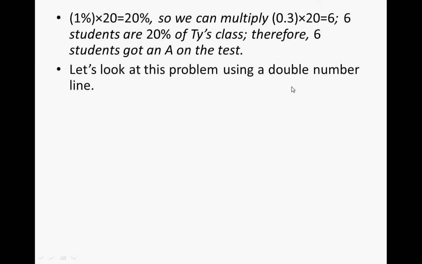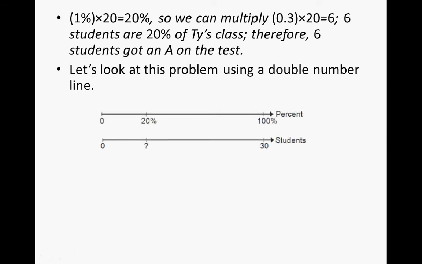So let's look at this problem using a double number line. So if we start with 0 and we draw some length of line and call it 100%, 20% would be somewhere in this area. If we draw that same number line, again 100% representing 30 students, then at that same point on the number line is going to be the number of students.